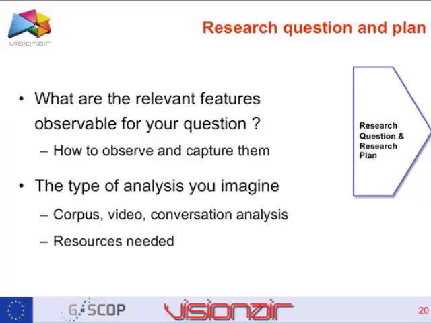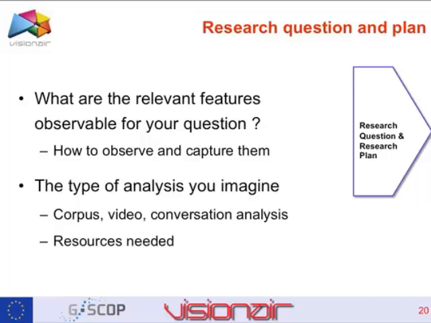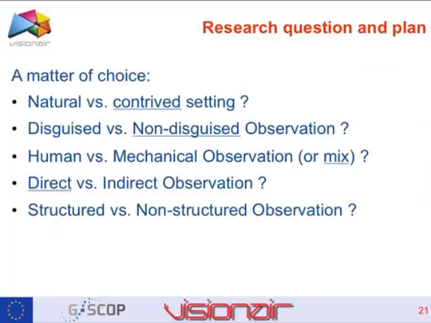In the very beginning of the process of designing the observation, you have to ask yourself what can be observables. Among the questions we'll ask the visitor, we will want to highlight the relevant features observable for the research questions, and of course, how to observe and capture them. The type of analysis you are thinking about will also have an impact on the corpus we will build, the video we will need to assemble, the conversation analysis we will have to draw, etc. And of course, the resources needed.